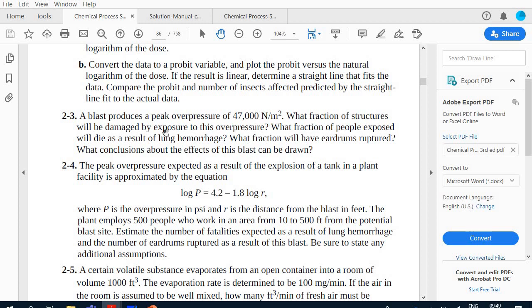What fraction of people exposed will die as a result of lung hemorrhage? That means it's going to bleed from inside. What fraction will have eardrums ruptured? Maybe no one will die, but they will have some kind of eardrum rupture because of the blast. What conclusions about the effects of this blast can be drawn? That's a very nice question. And you can see that we can find a lot of very critical and important information just by knowing the amount of the overpressure.